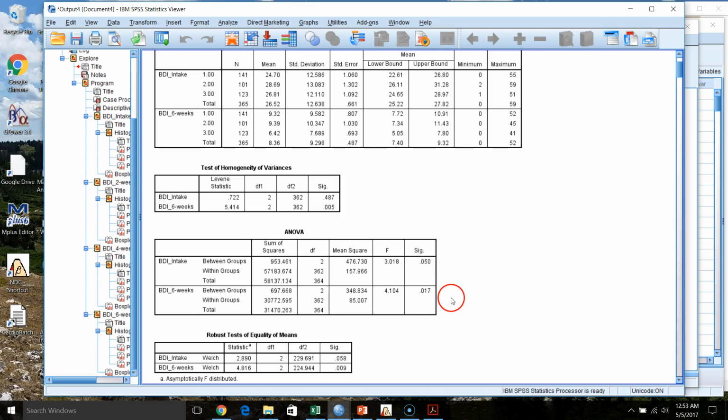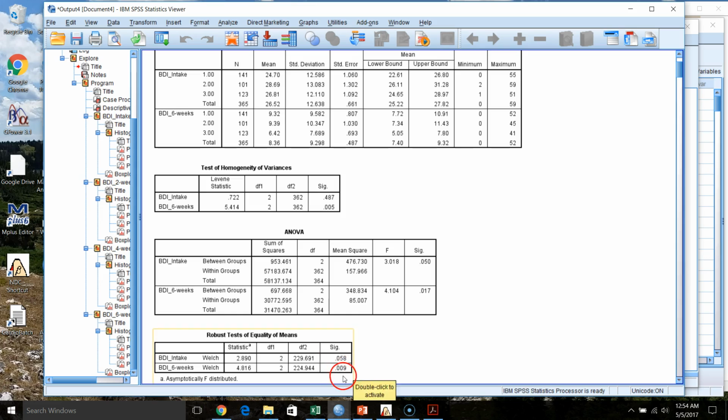So probably what we should be doing is not focusing primarily on this, but because we've got a violation of our homogeneity of variance, dropping down to our Welch's test, right? But if we drop down to our Welch's test, we're seeing that we do have evidence of differences across these groups still.